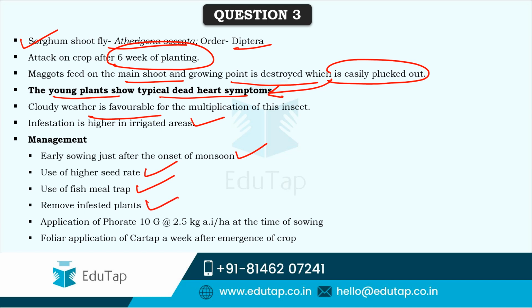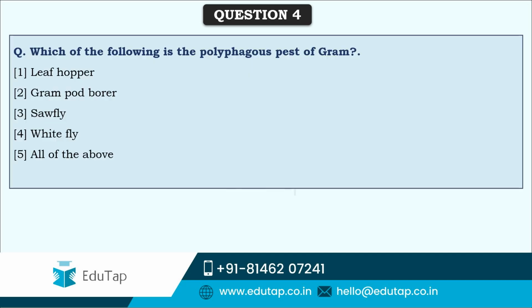Remove infested plants. Application of 4-8 granules 10G, that is the concentration, at the rate of 2.5 kg AI per hectare at the time of sowing especially, or foliar application of cartap a week after emergence of the crop can also be done in order to control this sorghum shoot fly. So friends, here comes the next question.